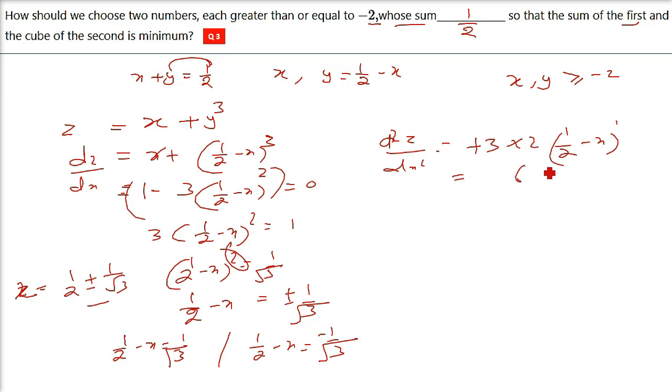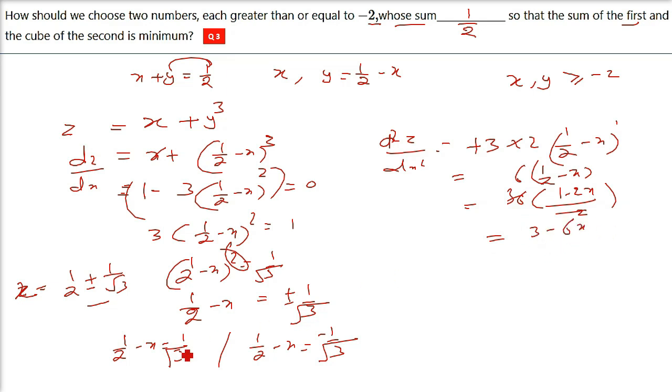So this is the second differentiation, and this will simply be, because of course the 1 is going to be 0 and half minus x whole square is already there, 6 into half minus x to the power 1, and differentiation of half minus x will give you negative 1. Negative was already there, so negative will make positive. Finally, you will get 3 minus 6x.